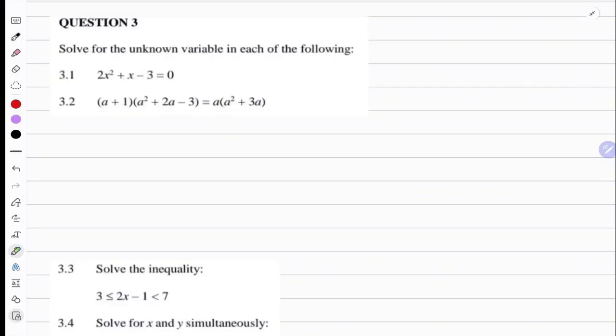So for question number 3, they say solve for the unknown variable in each of the following. So here we've got a quadratic equation. This can be written as 2x squared plus x minus 3 is equal to 0. So we expect to have two solutions at most. So 2x and x, when multiplied, give you the first term.